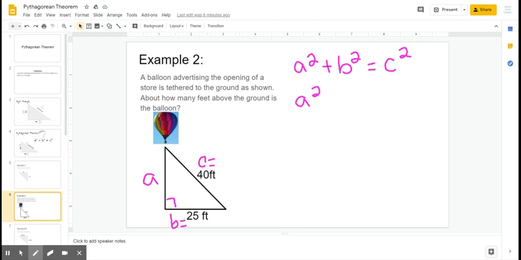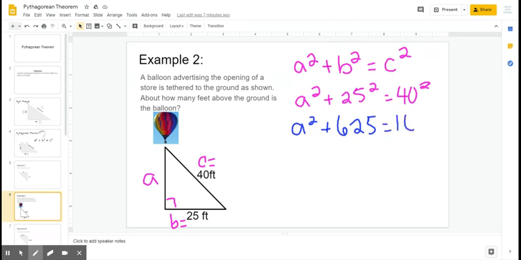A squared, we don't know what that is. B squared is 25 squared. Or actually, sorry about that, I'm given c squared. I'm given 40 squared. There we go. So what I'm looking for is a. So I'm going to start solving. A squared, I don't know what that is yet. 25 squared, 25 times 25, is 625. And then 40 squared is 1,600.